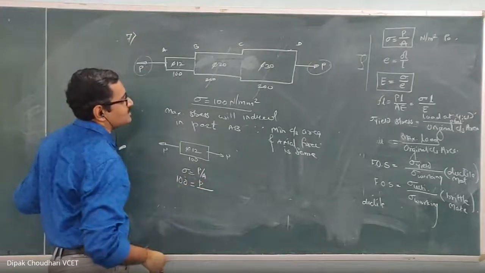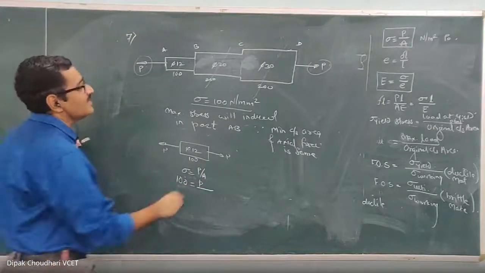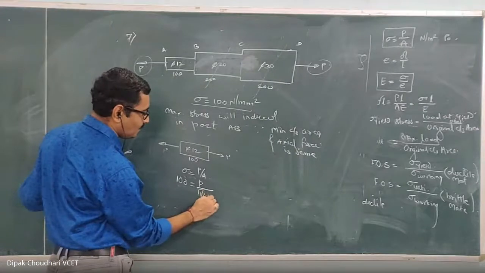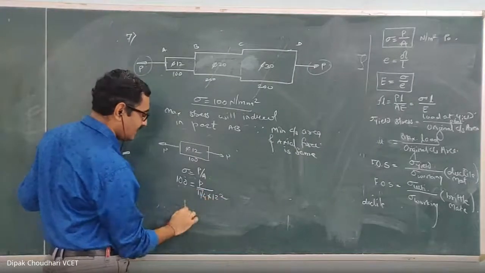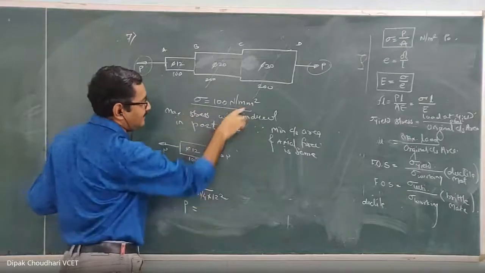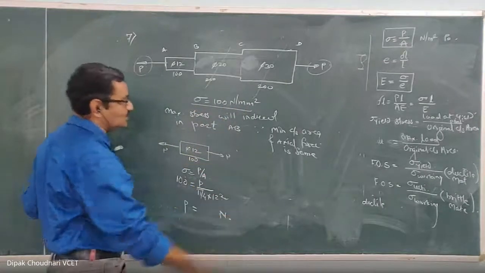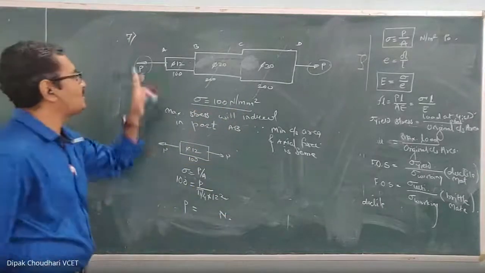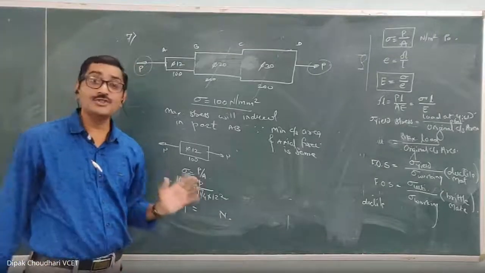So stress is 100. P we have to calculate. Corresponding to this stress, how much is the force P that we have to calculate? P equals stress times the cross-sectional area, which is pi by 4 into 12 square. If you calculate this, you will get P. Since the stress is in Newton per millimeter square and the area in millimeter square, the value that comes will be in Newton. So this much maximum force P we need to apply.